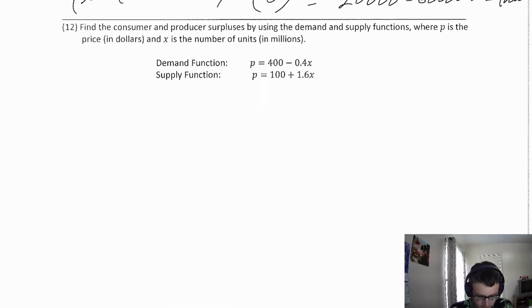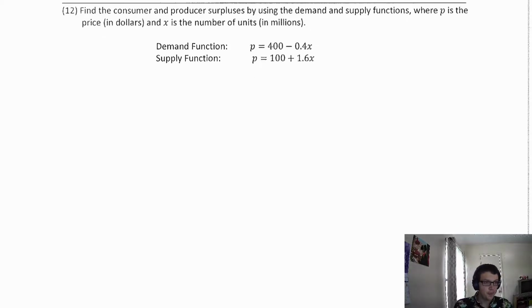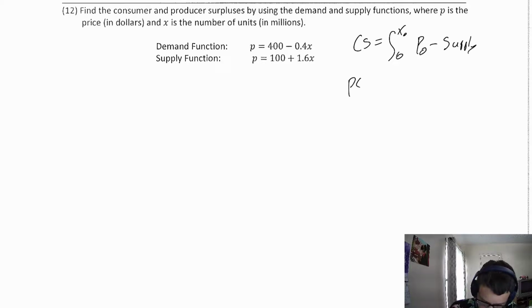All right. Number 12, find the consumer and producer surpluses by using the demand and supply functions where P is the price and X is the number of units. So consumer and producer surpluses, these are just kind of equations we need to memorize. Consumer surplus is the integral from 0 to X naught of P naught minus supply. And producer surplus is the integral from 0 to X naught of demand minus P naught.